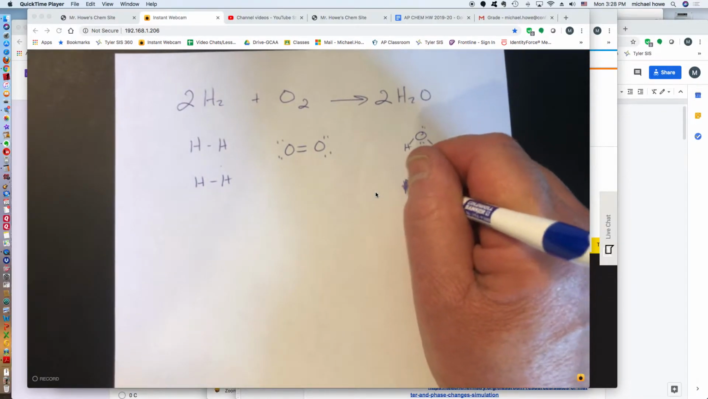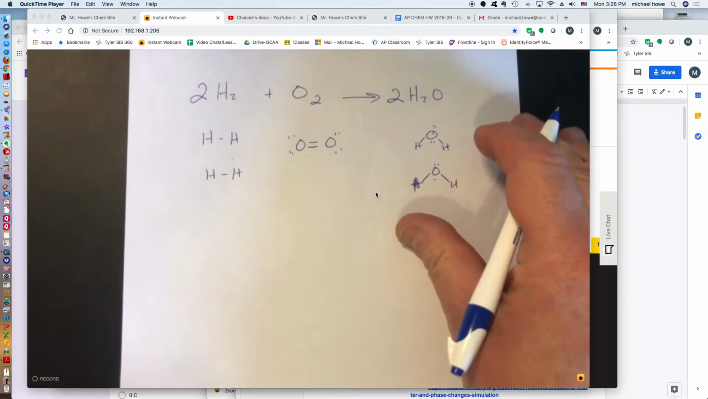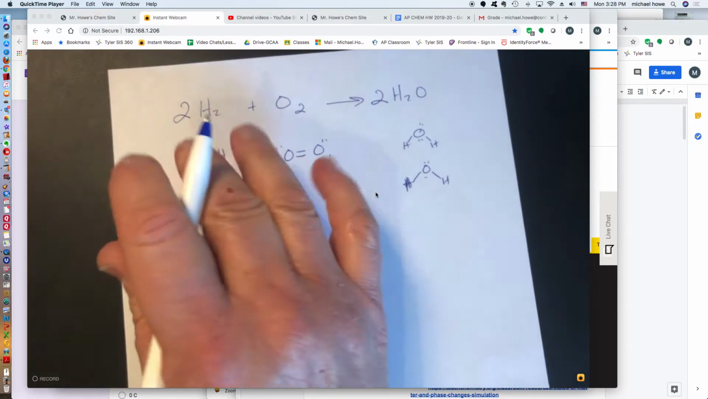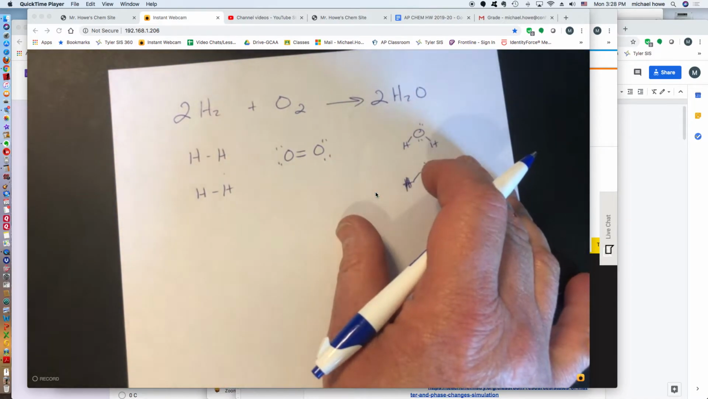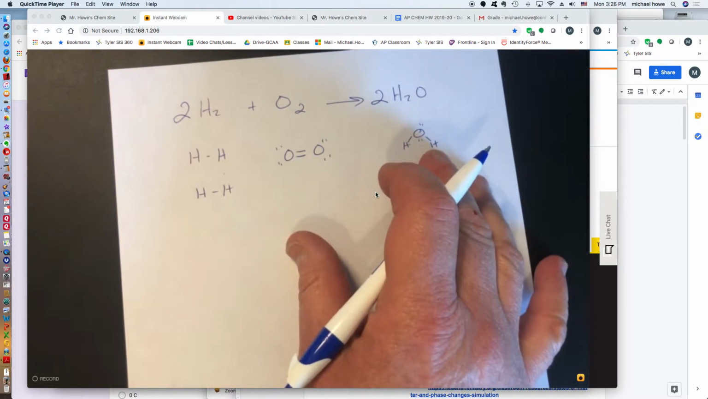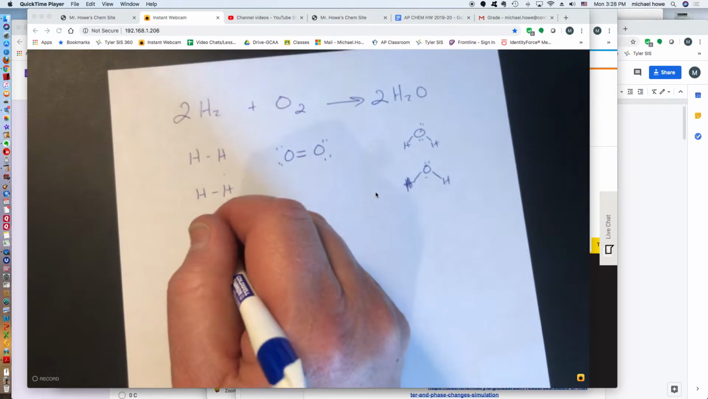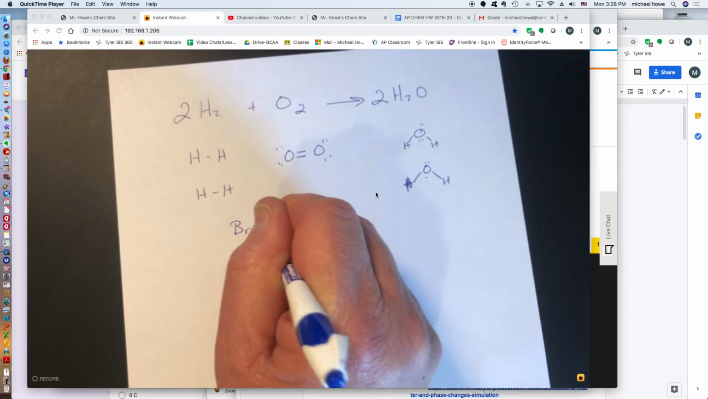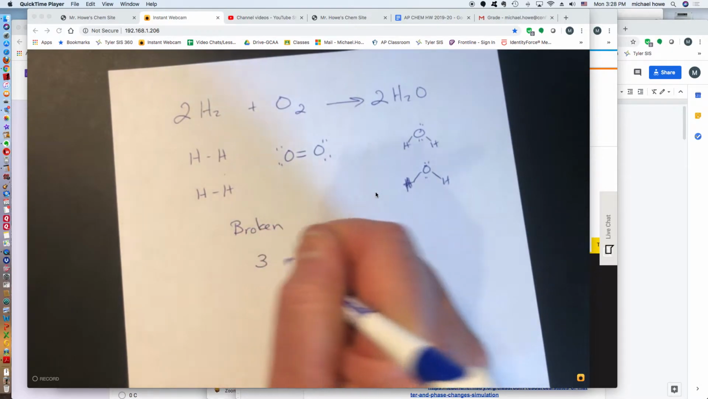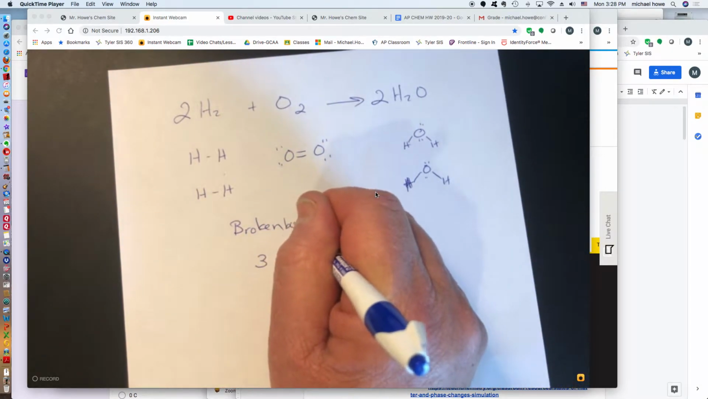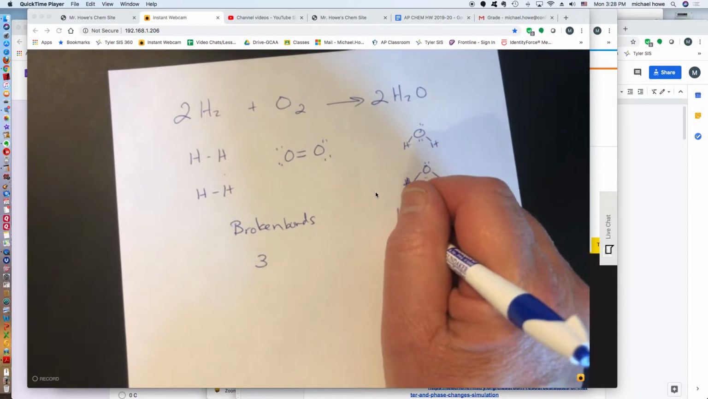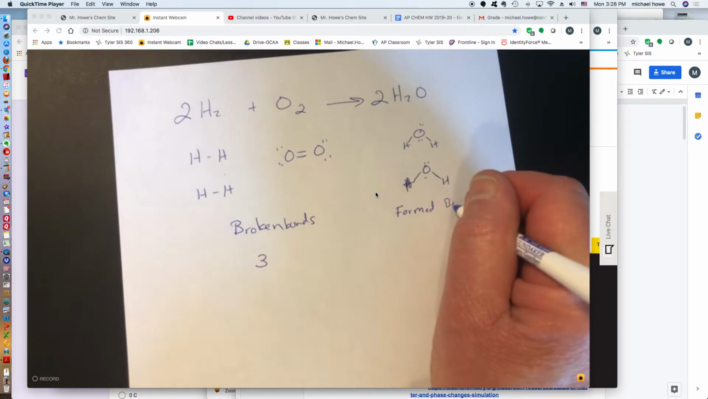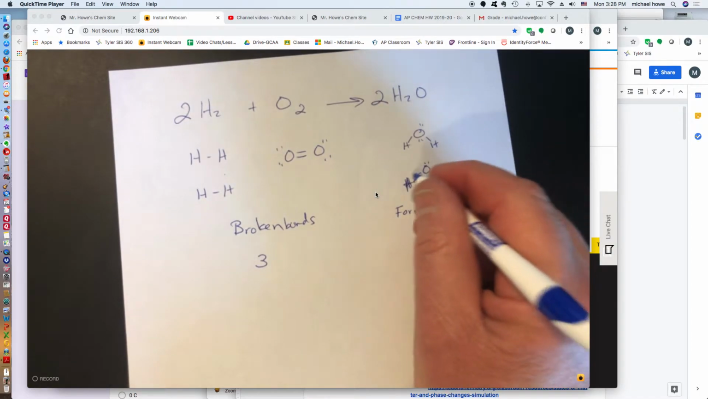Two bent molecules. Okay, so what we talked about was how many bonds had to be broken, how many bonds had to be formed in order for this reaction to happen as it's written. So broken would be 3 bonds. And formed bonds would be 1, 2, 3, 4.